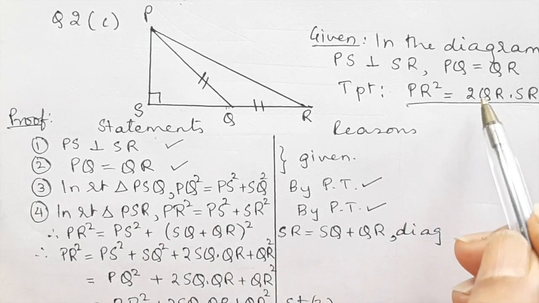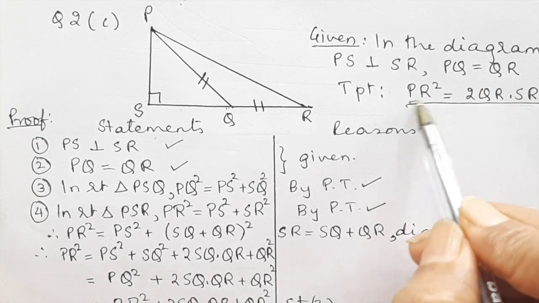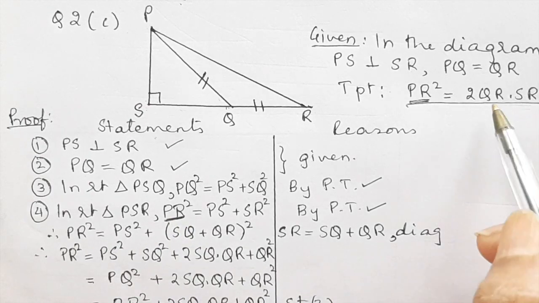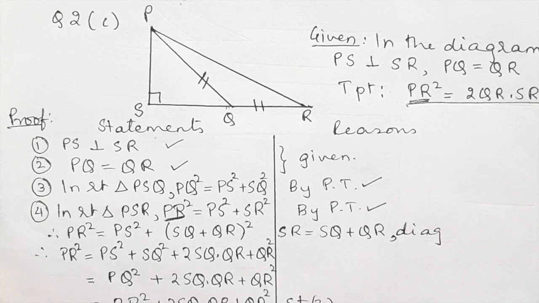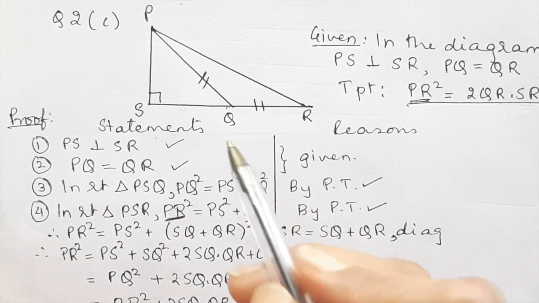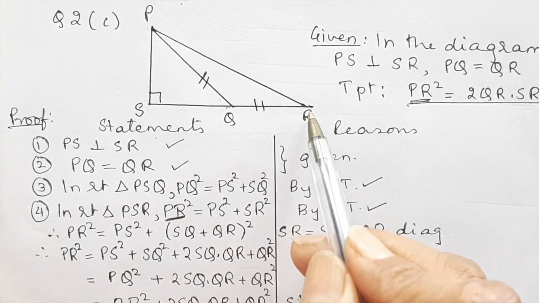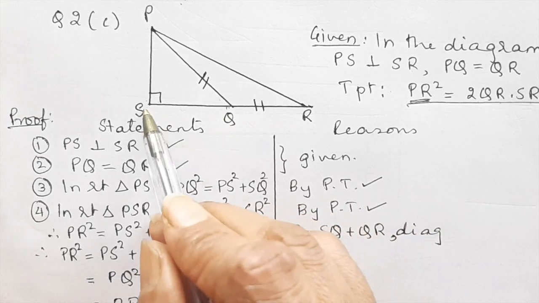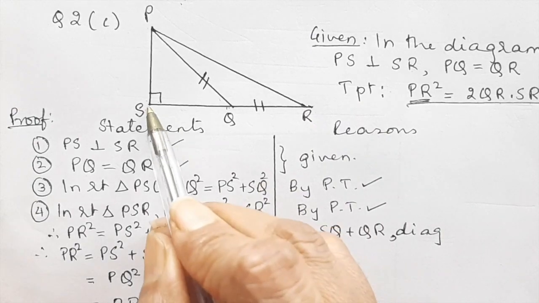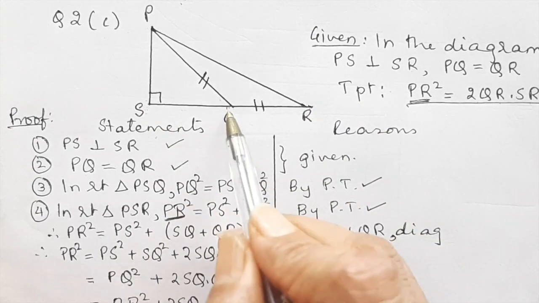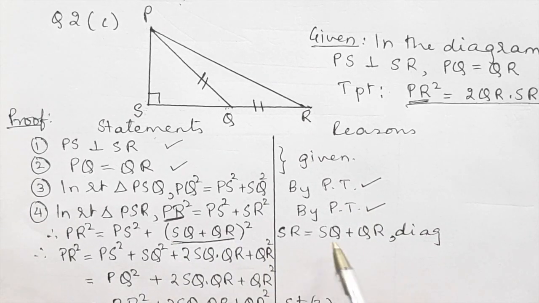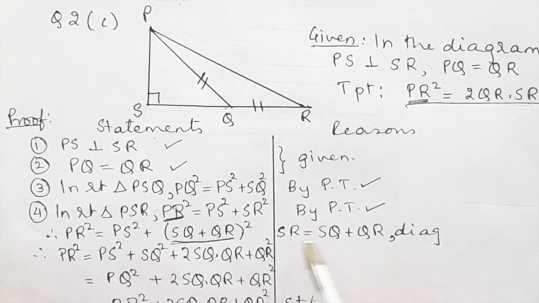Now look at this. Where we have to go. They want PR square. So we have here PR square, right? And they have 2QR into SR. Now we have only SR, but we don't have any QR. So look at SR and QR. See, this SR, doesn't it have SQ and QR making it up? And so in place of SR, we could write SQ plus QR. Can you see that? Yeah, you saw that? Yeah. So we have written that as the reason. From the diagram, we will write this.